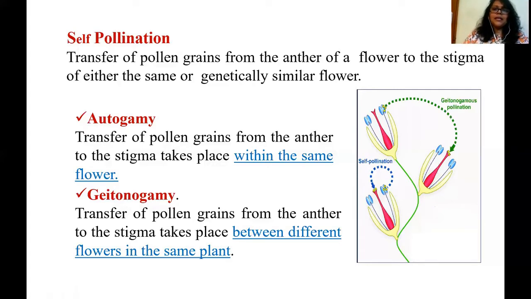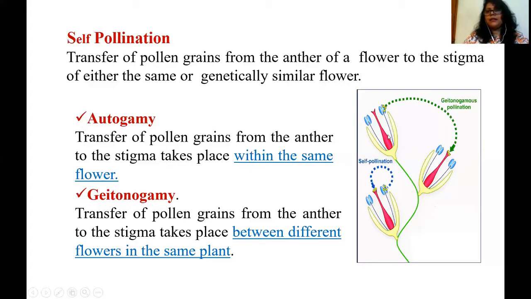Don't get confused. Self-pollination is of two types. Now you can understand it better. The first one is autogamy. The definition of autogamy is the transfer of pollen grains from the anther to the stigma within the same flower. See here, this is one flower and the anther is pollinating the stigma of the same flower. So this is called autogamy. Auto means same.